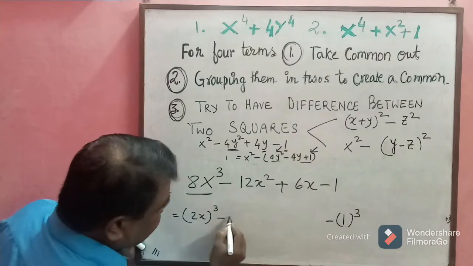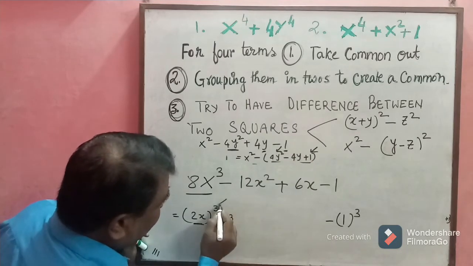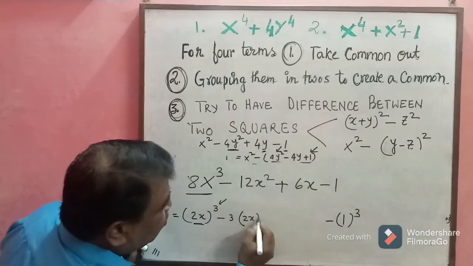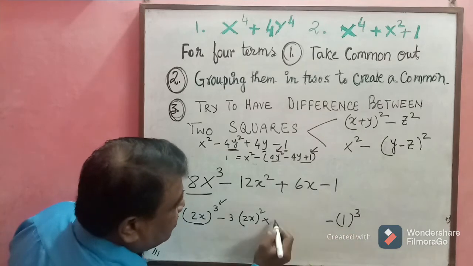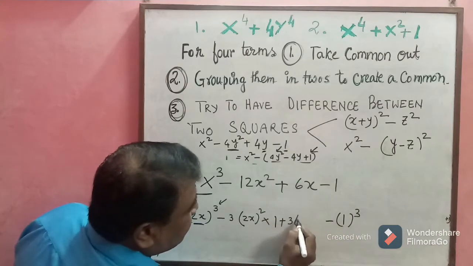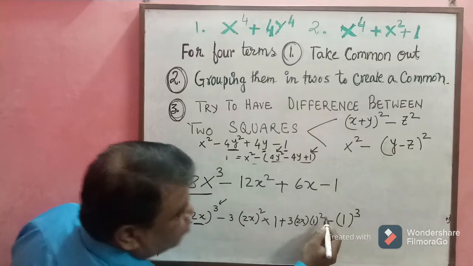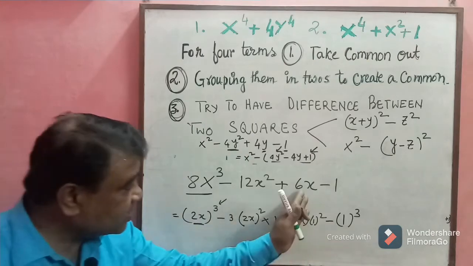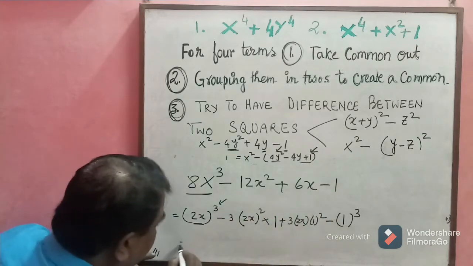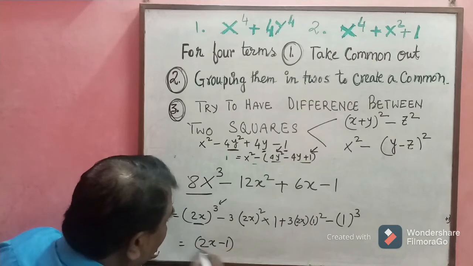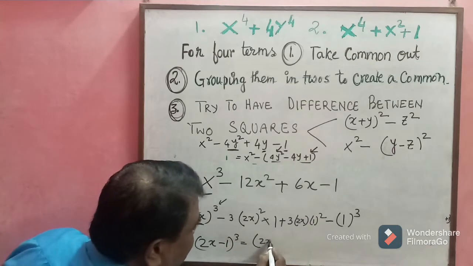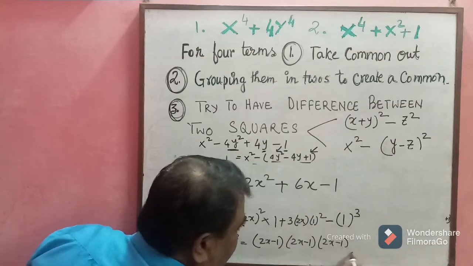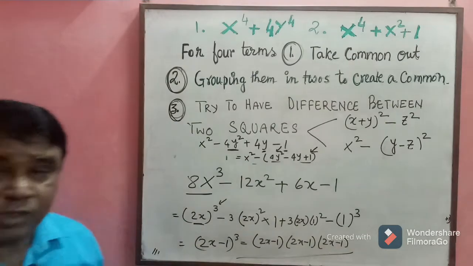So this is minus 3, the first one, and your exponent will reduce here. This is 2x whole square into the second one, plus again 3, the first one, and the second one whole square. So you see, we have this is 12x square, this is 6x, and this is minus 1. So definitely this is nothing but 2x minus 1 whole cube. So already we have three equal factors, 2x minus 1, 2x minus 1, and this is also 2x minus 1. This way, this could be factorized.